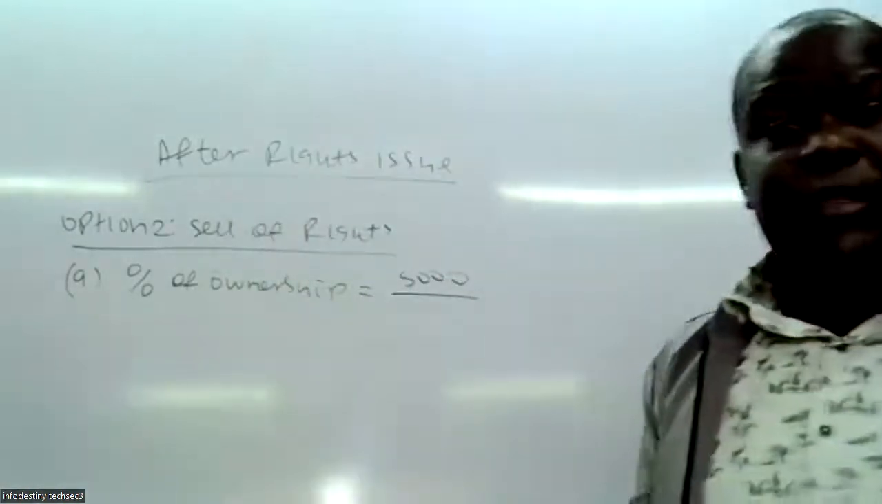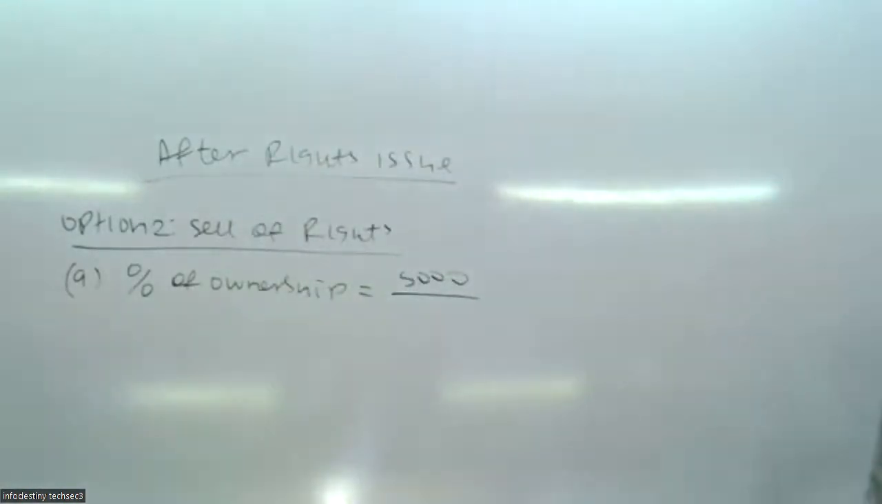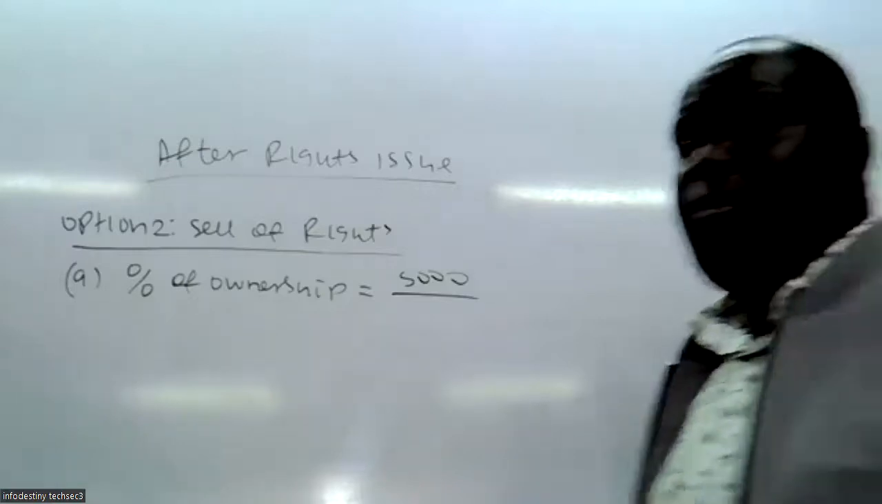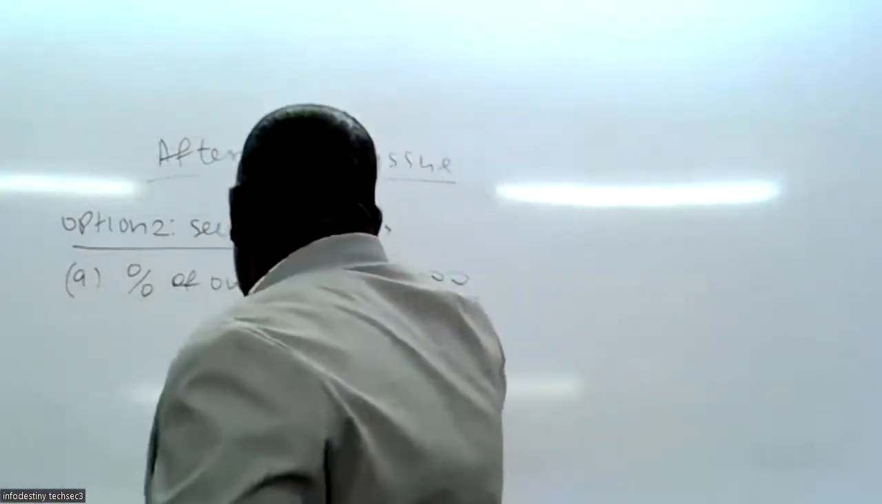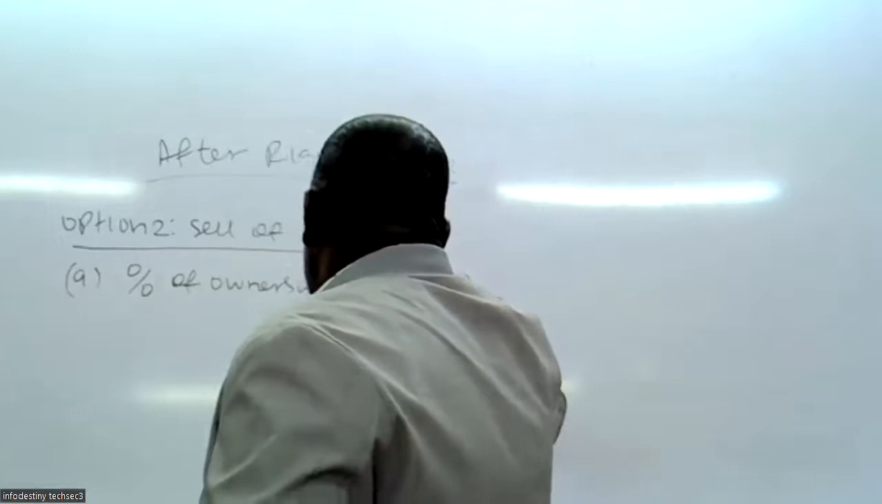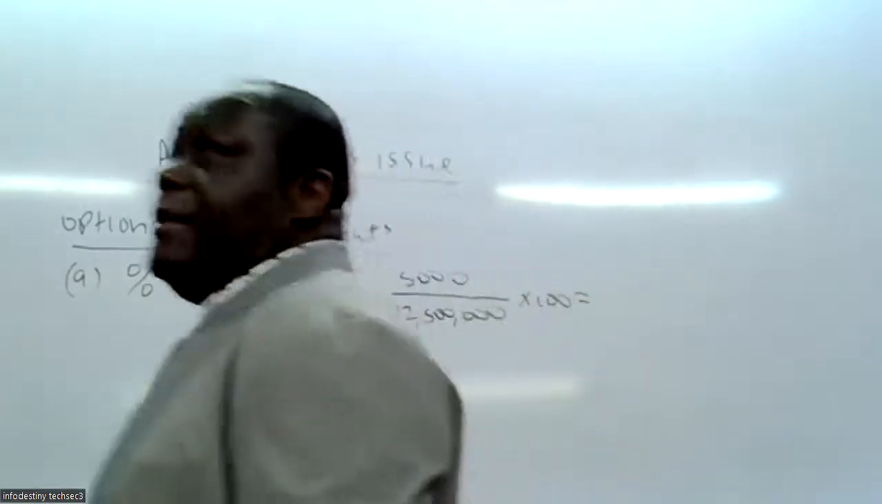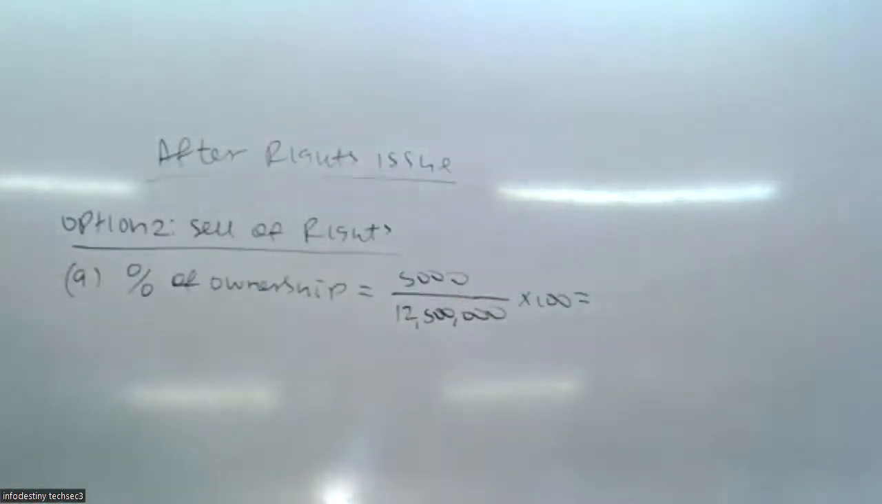But when you sell to the existing shareholders, total shares in the company will remain because you sell to another member of the company, not an outsider. So total shares in the company will still remain. It was 12.1. Total shares of the company after the right issue, they were 12.5.